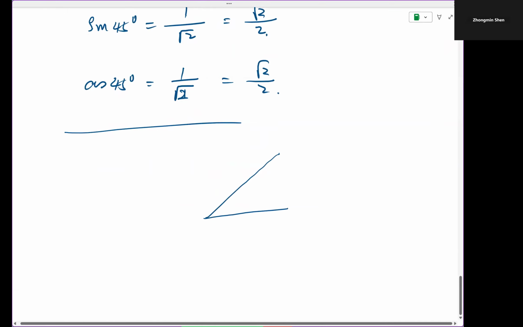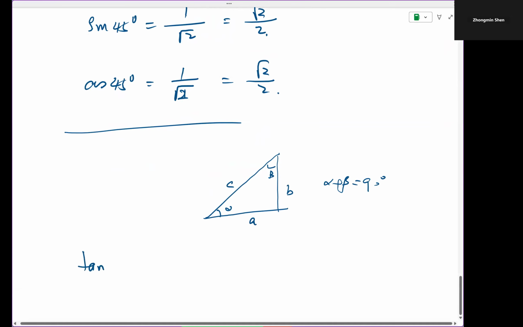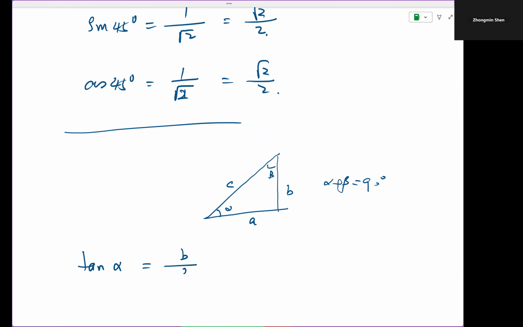Later mathematicians, this is beta, okay? So here's alpha plus beta equals 90 degree. Here's B, here's A, here's C. So later we introduce other two angles. We call tangent alpha. Tangent alpha is going to be B over A. And then if you divide B over A by C over C, what do you get? This is sine alpha, this is cosine alpha. So nothing new here. Essentially, there's only one trigonometric function, almost, because sine and cosine are related, right?